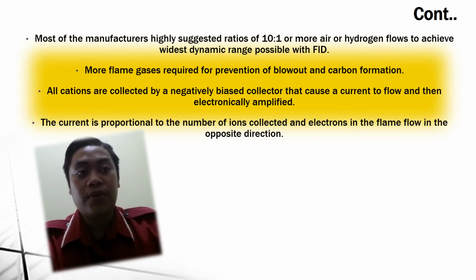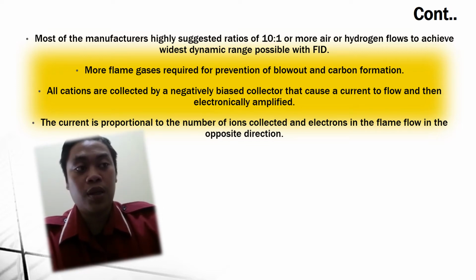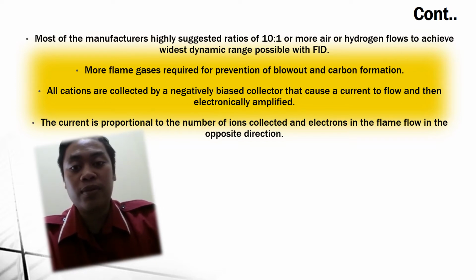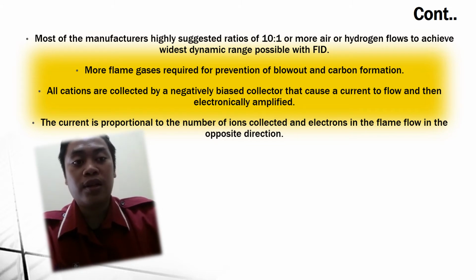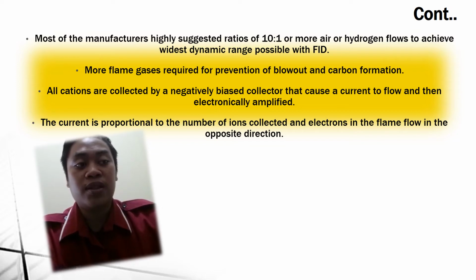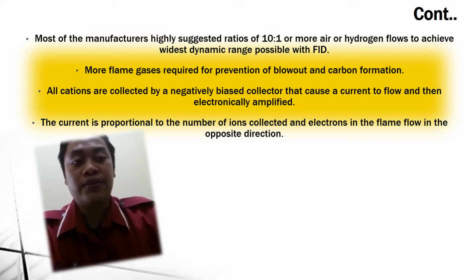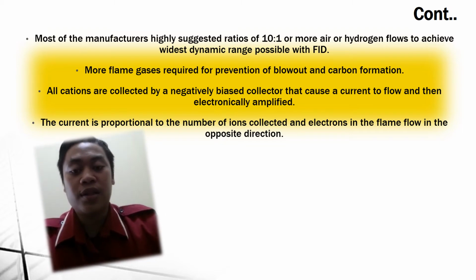Most of the manufacturers usually suggest ratios of 10 to 1 or more of air to hydrogen flows to achieve the widest dynamic range possible with FID. More flame gas will be required for prevention of blowout and carbon formation. All cations are collected by a negatively biased collector that will cause current to flow and then be electronically amplified. The current is proportional to the number of ions collected, and electrons in the flame flow in the opposite direction.